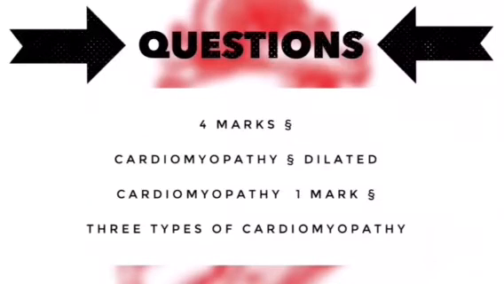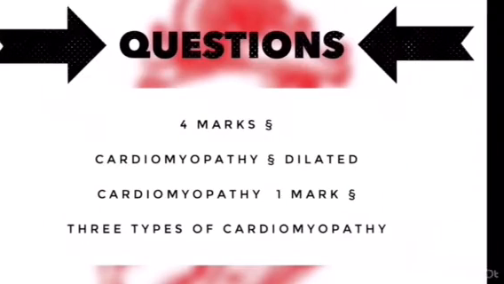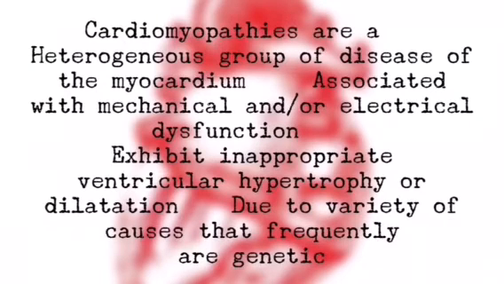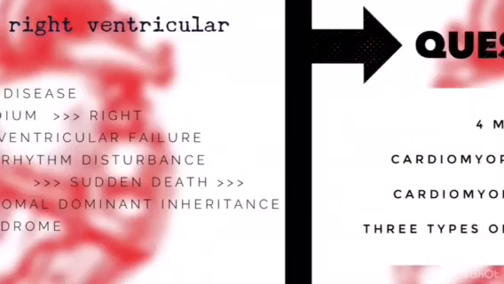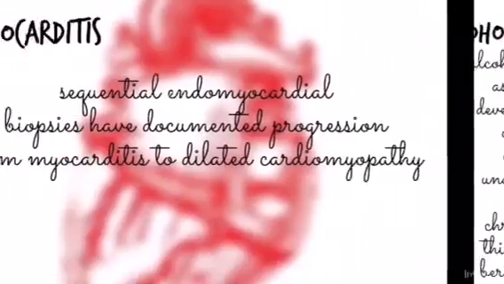4 marks: cardiomyopathy, dilated cardiomyopathy, and 1 mark: 3 types of cardiomyopathy. So what is cardiomyopathy? We learnt in the previous video. Cardiomyopathies are a heterogeneous group of diseases of the myocardium associated with mechanical or electrical dysfunction, exhibiting inappropriate ventricular hypertrophy or ventricular dilatation, and due to a variety of causes that frequently are genetic. Four points: heterogeneous group of diseases of myocardium, mechanical or electrical dysfunction, ventricular hypertrophy or dilatation, and frequent genetic causes.